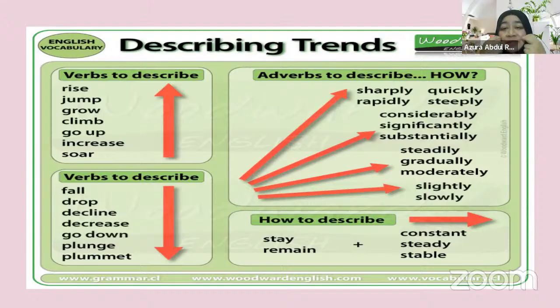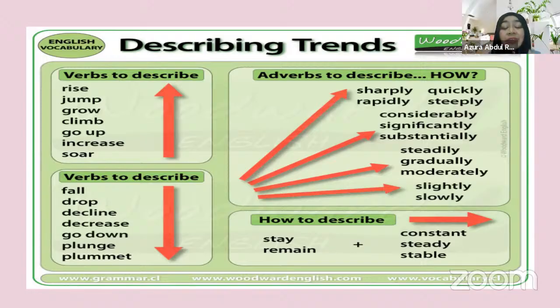Okay, and then the adverbs here to describe how it fell or how it rose. Sharply, quickly, rapidly, steeply, this will be the highest. Considerably, significantly, substantially, this will be the second highest. And the third one will be steadily, gradually, moderately, followed by slightly and slowly. So these show how the arrow is pointing. There's movement, but it's barely there.